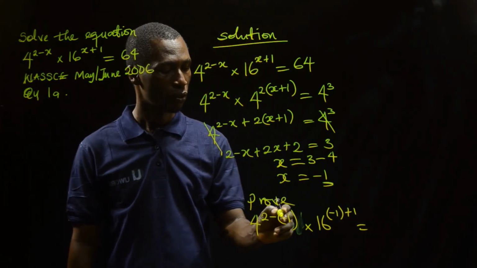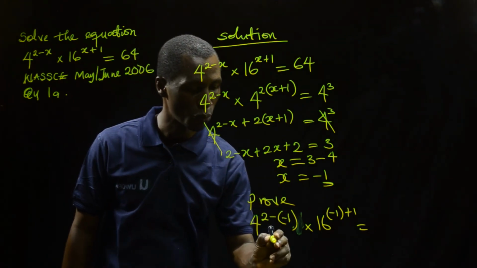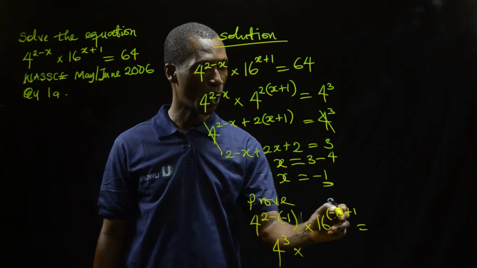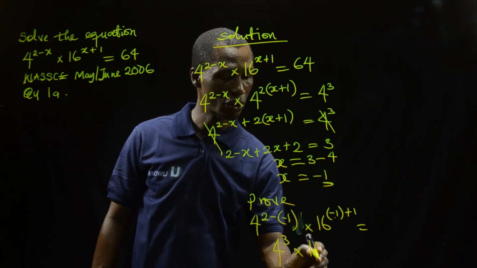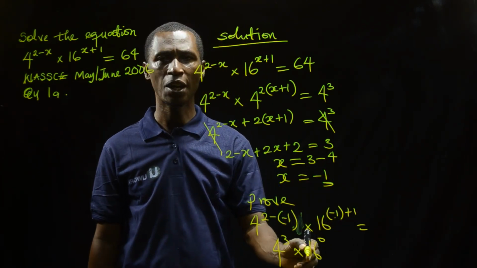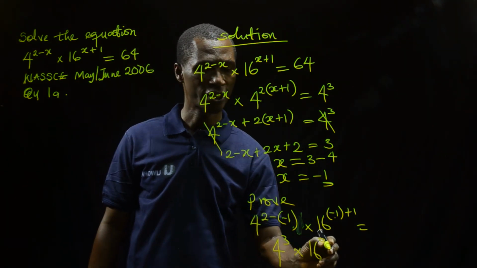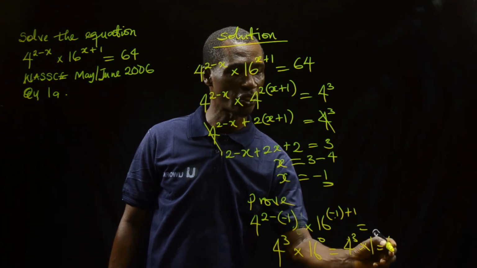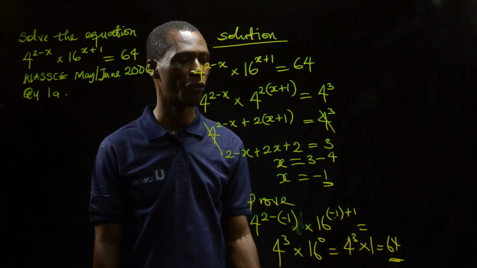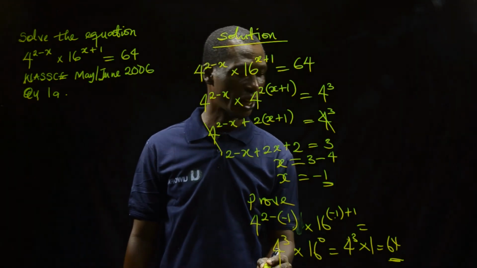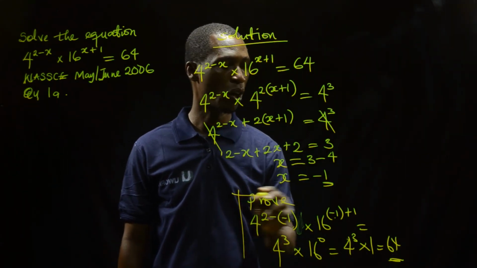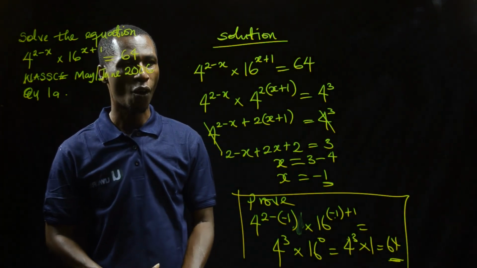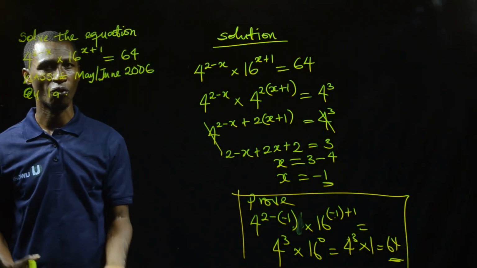Negative times negative will give me positive, so I'm going to get 4 to the power 3 here, times negative 1 plus 1 will give me 0, so 16 to the power 0. And we say any number to the power 0 is 1. So this is going to give me 4 to the power 3 times 1, which is going to give me 64, because 4 to the power 3 is 64. So at this point, you can accept the fact that everything you have done is correct for the instance. We will try our hands on further examples or further past questions.